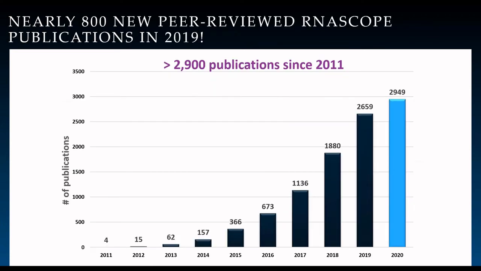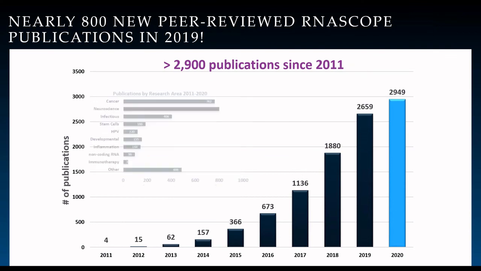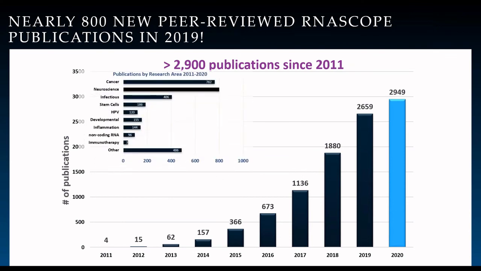So with that, I want to highlight that our RNAscope technology has been very widely applied over the last few years. Currently, we have almost 3,000 publications, and these are in different research areas. But as you can see, cancer, neuroscience, infectious disease are our popular areas where we see a lot of publications. But inflammation research is also up there, wherein we have a lot of publications in individuals studying inflammatory response using our various RNAscope assays.